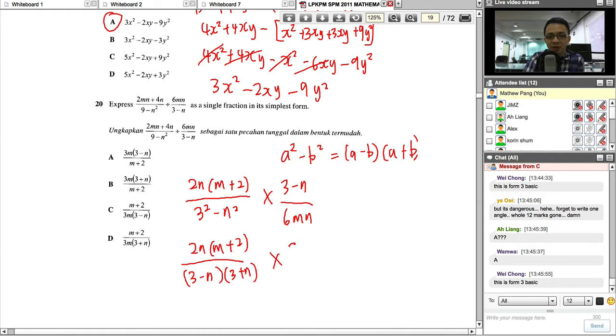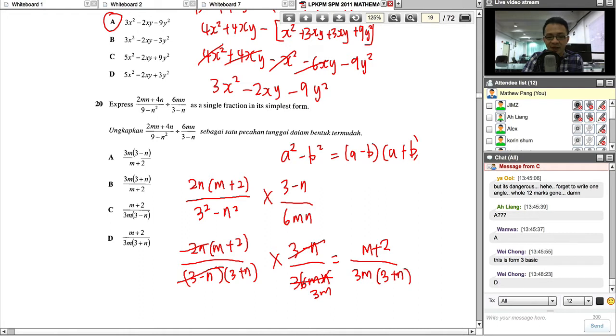And then multiply this one. 6mn. So basically this one and this one you can simplify. 2n you simplify over here. You have 3 and n, nothing more left. So here you still have m plus 2. And then here you still have the 3, right? After simplifying you still have 3m. So we have 3m times 3 plus n. I think this is the final answer. So it will be D.